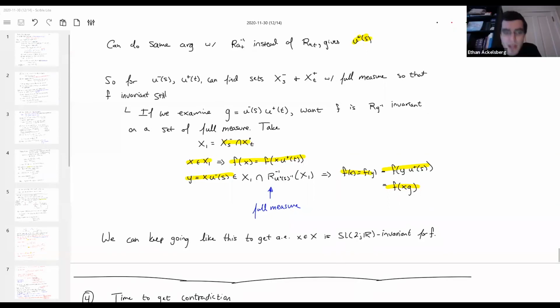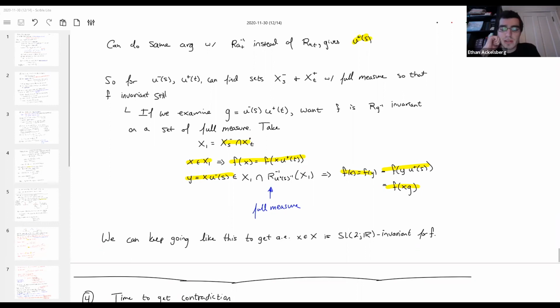So I don't think there's an issue here. You just want to show if a system's ergodic, that just means it has no invariant functions. So all you need to show is, right, an invariant function just means for given g, f of xg is equal to f of x.